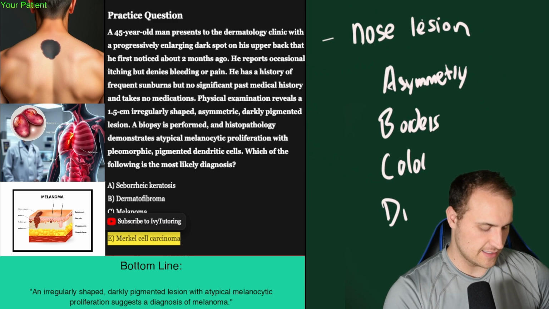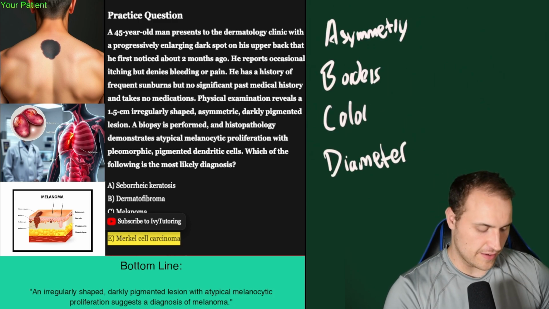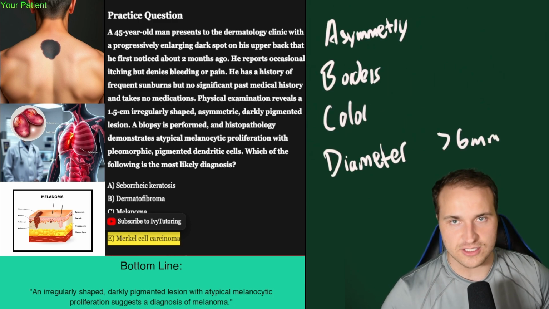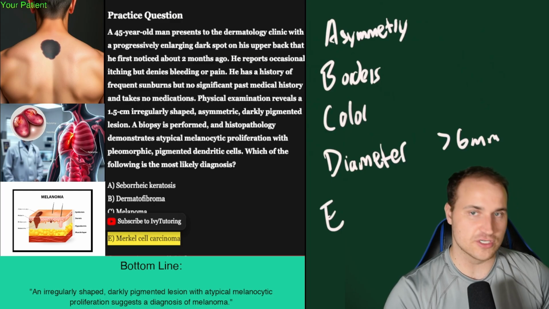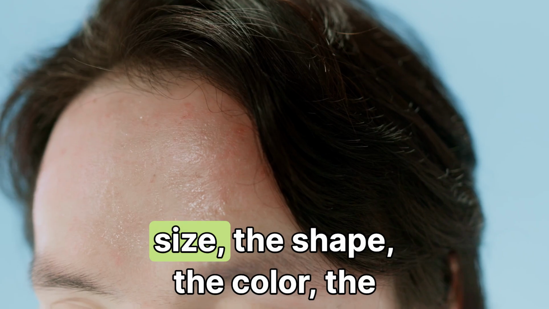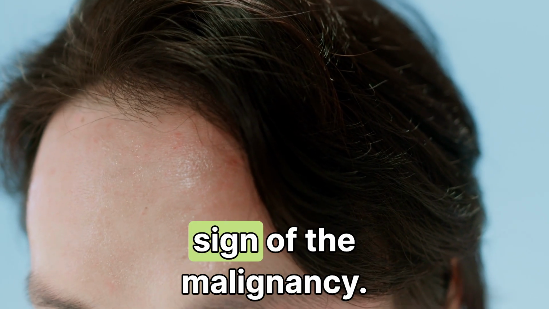And then D is the diameter. If it's greater than 6 millimeters, larger lesions have more time to mutate and grow unchecked, whereas the benign stuff is usually pretty small. And then the evolution, is it changing? So the change in the size, the shape, the color, the symptoms, that's a key sign of the malignancy.